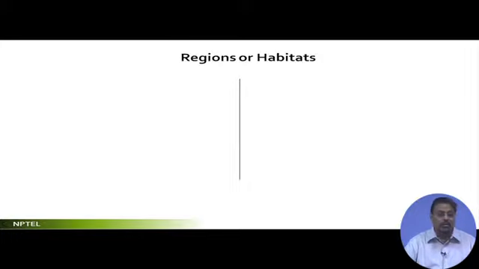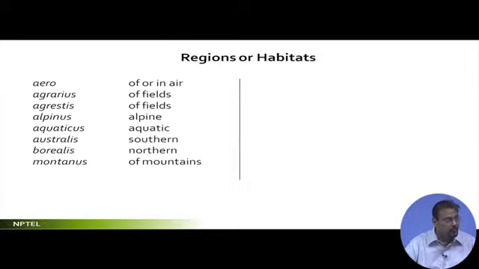Then another set is regions or habitats. Aero means of or in air. Agrarius is of fields, agrestis is of fields, alpinus is alpine, aquaticus is aquatic, australis is southern, borealis is northern. See, basically regions.